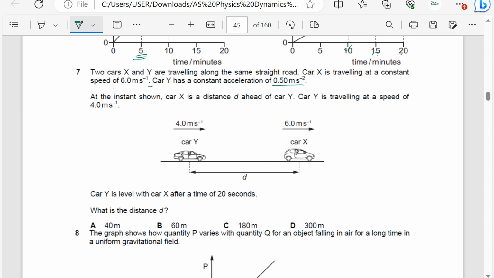To begin with, X is traveling at a constant speed. So the distance in 20 seconds for X is simply 20 times 6, which is 120 meters. That's the distance it has covered in 20 seconds. Then for Y, since it is having an acceleration, I'll use equations of motion. S for Y is going to be initial velocity times t plus a half a t squared. So S for Y is going to be initial velocity.